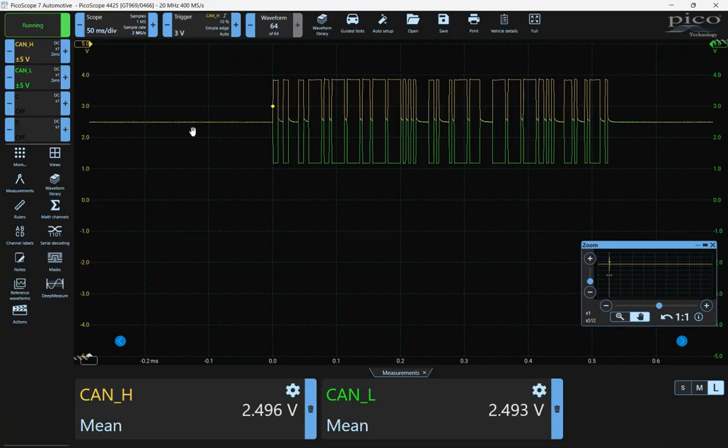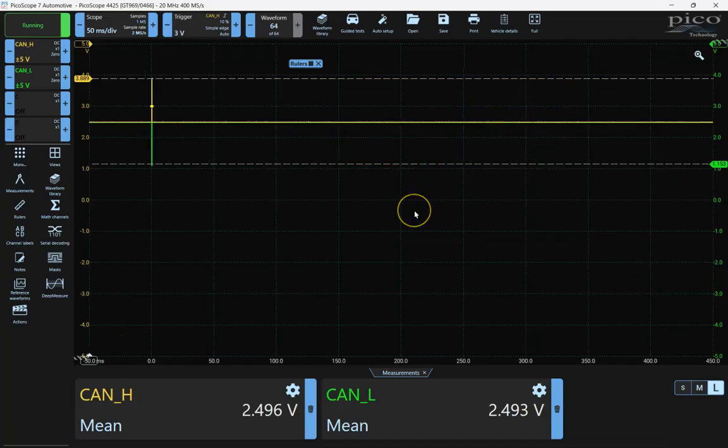When I put some voltage on here, CAN high goes up, CAN low goes down. CAN high goes up to about 4 volts, 3.8 something. CAN low drops for a peak down to about 1.15, close to 1.2 volts. So once I average this out over this entire 50 milliseconds per division time frame, we can see that I've got an average of about 2.5 volts. Didn't change it by much.